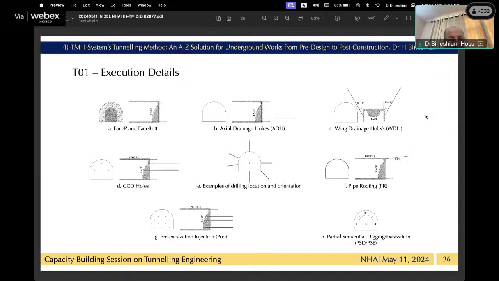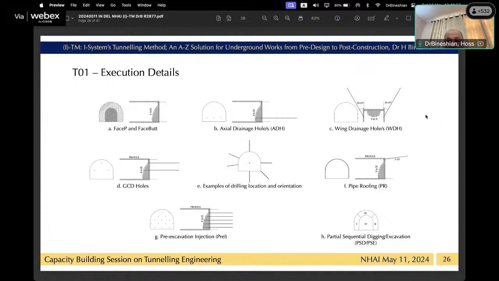In this slide, execution details are shown. A, representing the phase P, how it is conducted and how buttress is maintained. Number B, showing the actual drainage holes, which is not systematic, only in the cases that hydrostatic pressure was too much. Number C is the wing drainage holes, only implemented when pressure was too much and we wanted to control the pressure. D, representing the GCD hole, D and E, in which direction and how it can be conducted. It is easy, and it can be conducted in 30 minutes.